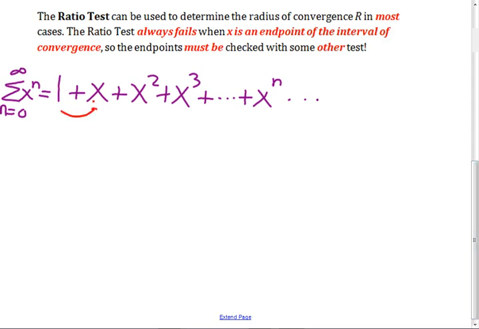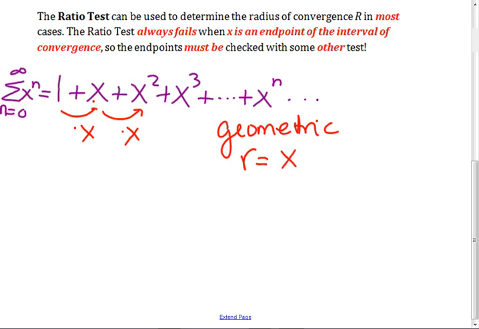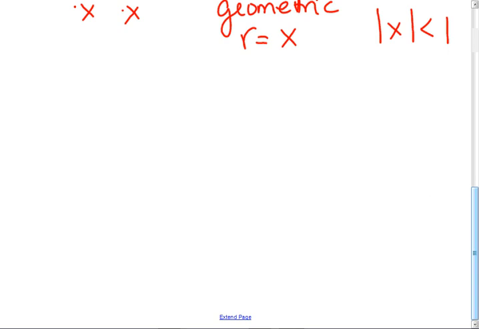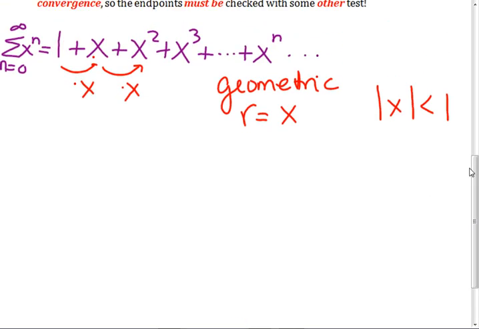How do you get from here to here? Multiply by x. How do you get from here to here? Multiply by x. This is geometric. Okay, so what's the common ratio? X. And so this will converge provided the absolute value of x is less than 1. And so we can use the geometric series formula, which is S equals A over 1 minus R.